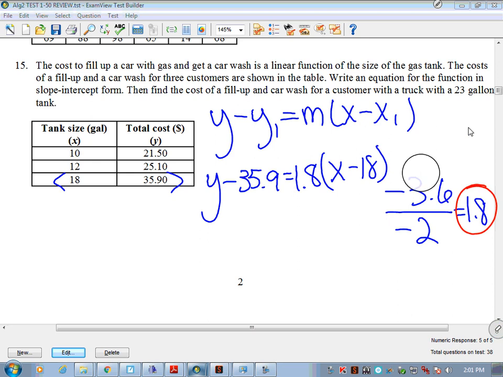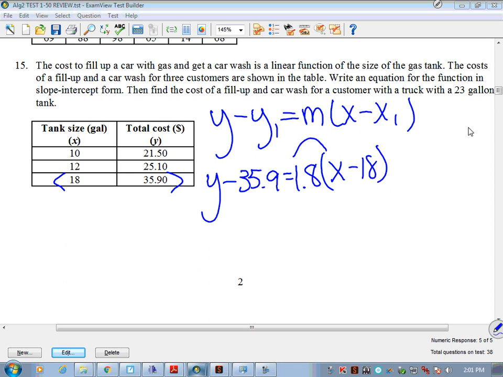Now I'm going to erase this because we're already using it. Okay? And we're going to distribute. We're going to distribute 1.8 to both of those elements. So I've got y minus 35.9 equals 1.8x. All right, what is 1.8 times negative 18? Negative 32.4.